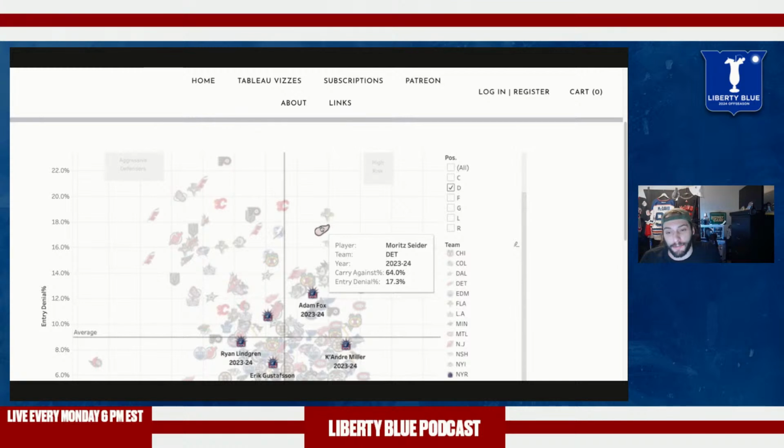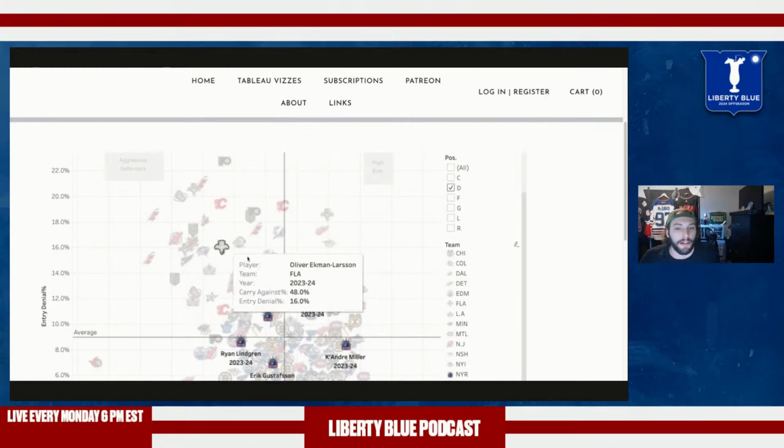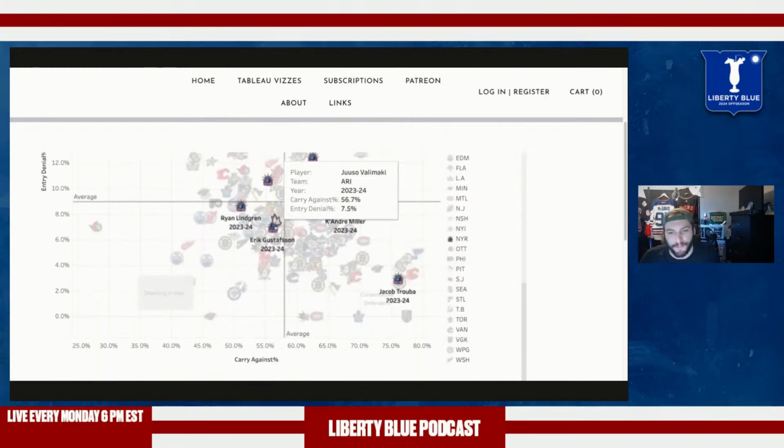You see Kulikov is up here. You see Seider is up here. McDonough is up here. I wonder who that is. Gudas. That's Olkinuora... that's Slavin. These are guys who are good defensively, and they're going to be on the upper half of this plot, because they're denying zone entries as well.